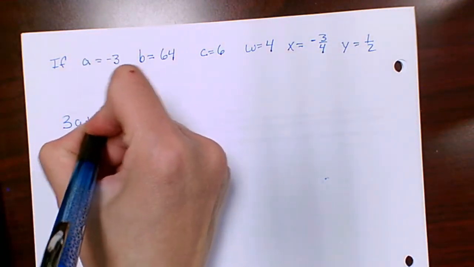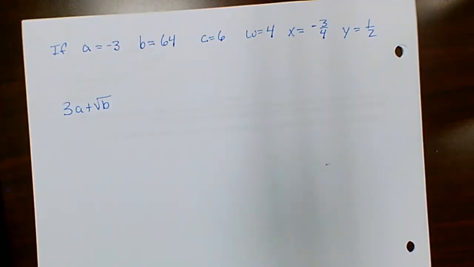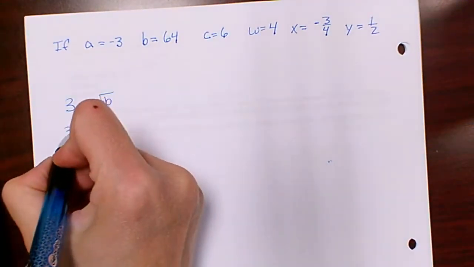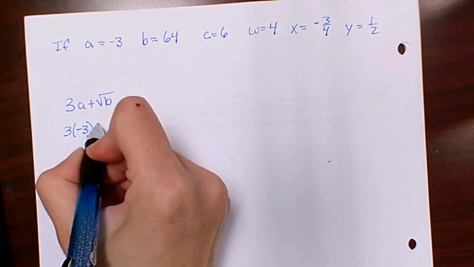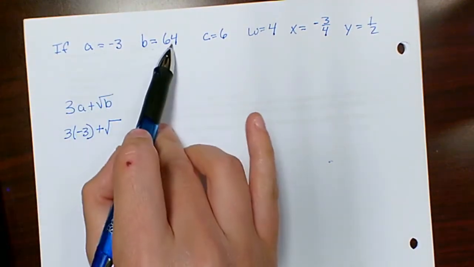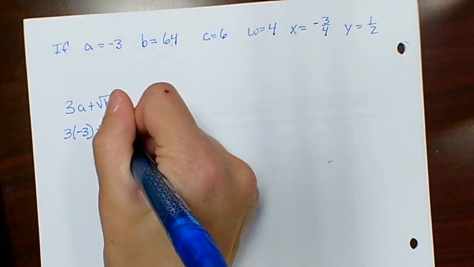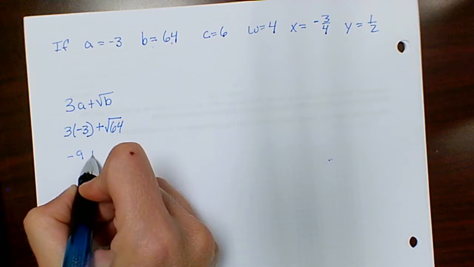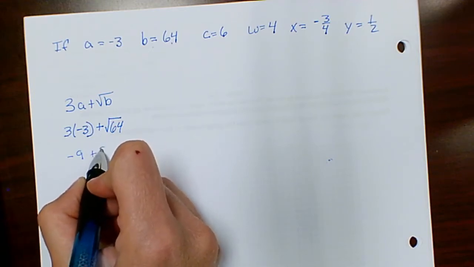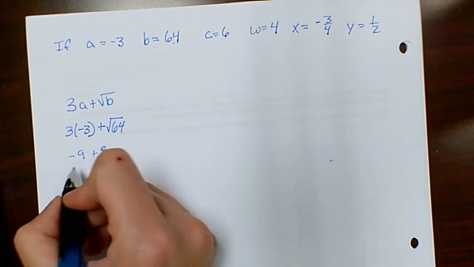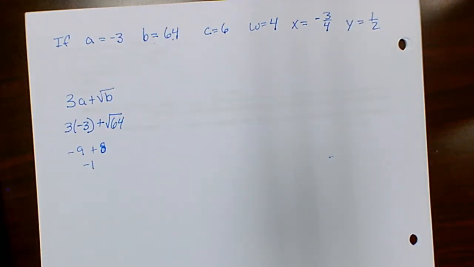3a plus square root of b. So a is negative 3, so we'll have 3 times negative 3, plus square root of b. So if you look, b is 64, we're going to plug 64 in. So we'll have 3 times negative 3 is negative 9, plus square root of 64, which is 8. And then we'll have a negative 1 at the end.